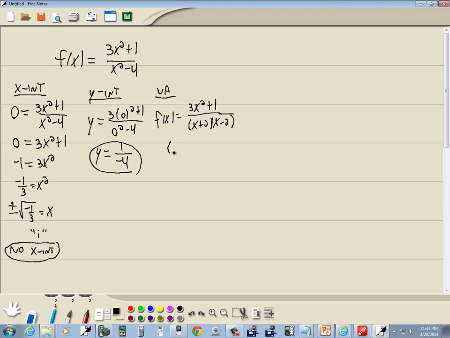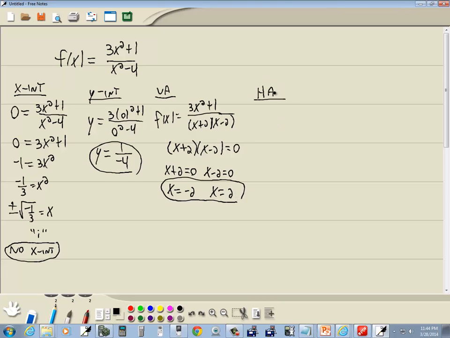Step 3 says set the denominator equal to 0 and solve it. So we've got (x plus 2)(x minus 2) equals 0. We'll set each factor equal to 0, so I'll set x plus 2 equal to 0, and I'll set x minus 2 equal to 0. And we get x equals negative 2, and x equals positive 2. And those are our vertical asymptotes.